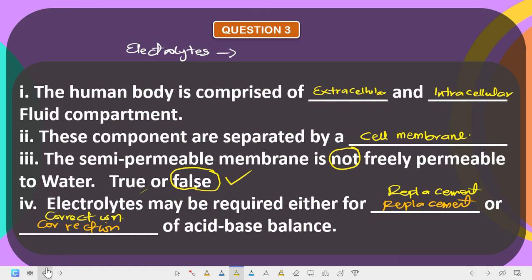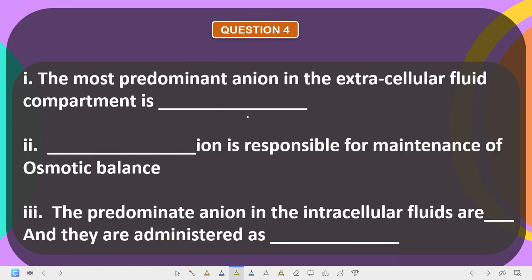Okay, now let's look at the next question. The predominant anion in the extracellular fluid compartment is the chloride ion. The chloride ion is the predominant anion in the extracellular fluid compartment.